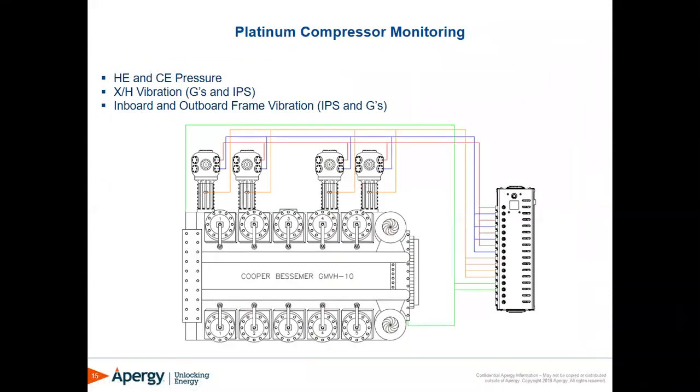With every project, we do create a high-level drawing package. This is just going through the compressor bay. As we're talking about, we have our head end and crank end pressure sensors installed. We have our accelerometer over the crosshead for each compressor cylinder, and then we have 2 opposing frame accelerometers.